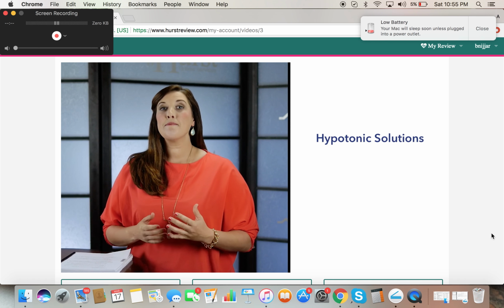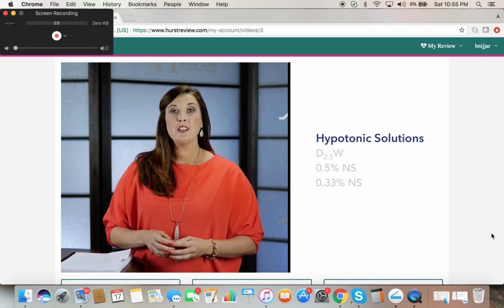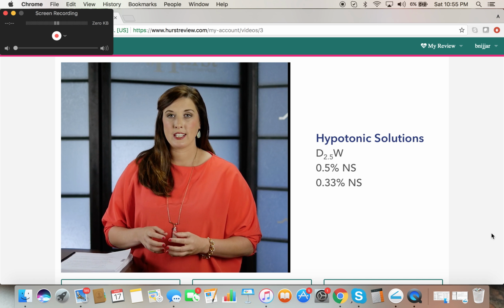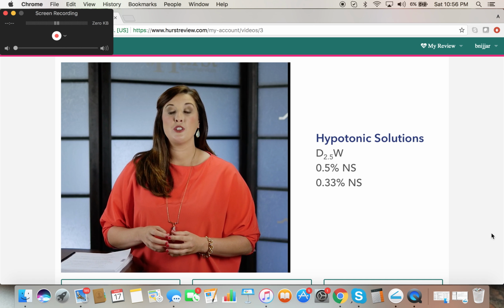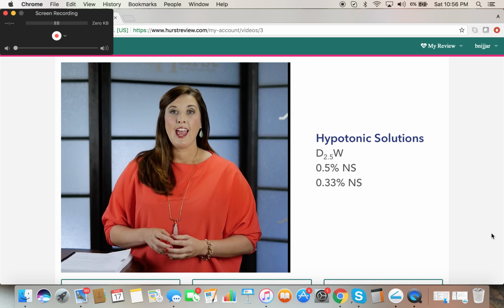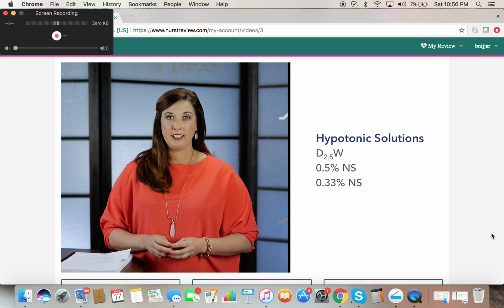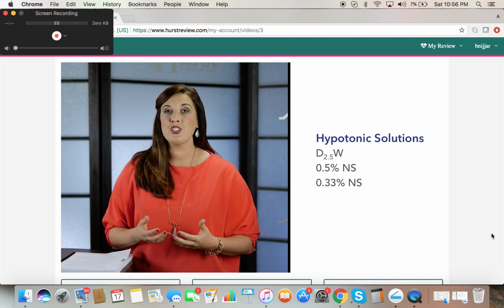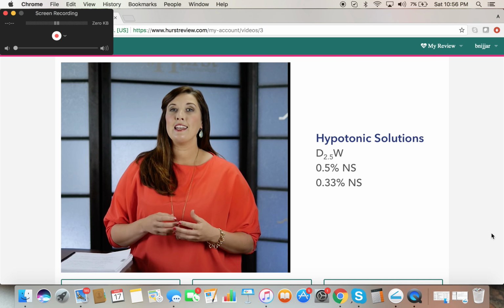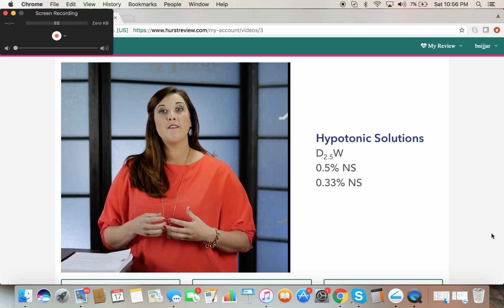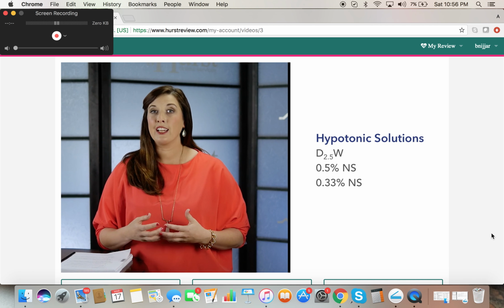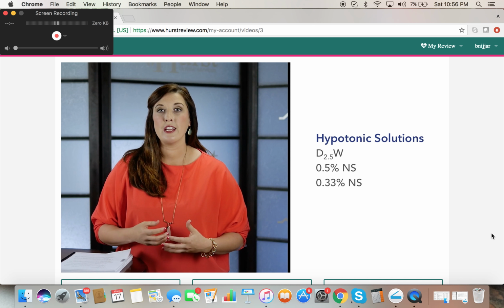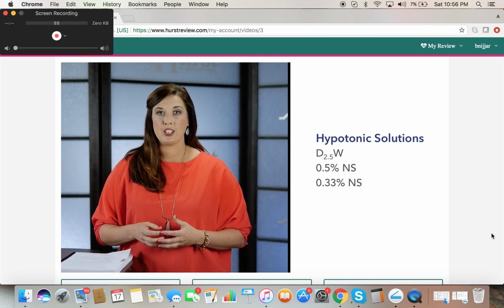Some examples of hypotonic solutions are D2.5W, half normal saline, and 0.33% normal saline. Again, they are D2.5W, half normal saline, and 0.33% normal saline. Now, when would we use these? Well, if the client has hypertension, renal, or cardiac disease and needs fluid replacement because of nausea, vomiting, burns, hemorrhage, etc. They are also used for dilution when a client has a hypernatremia and for cellular dehydration.